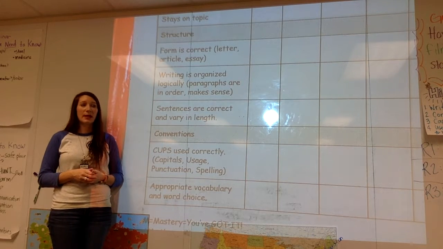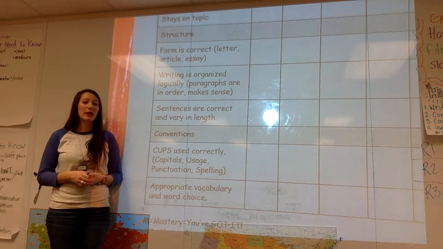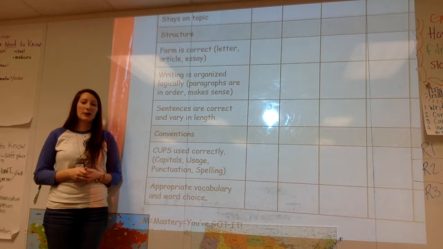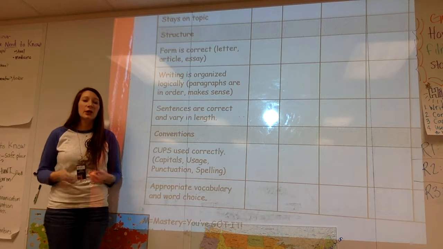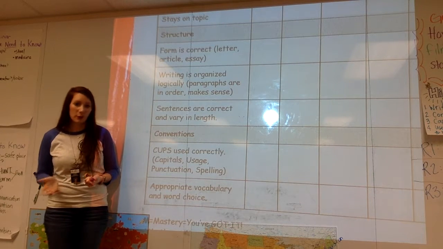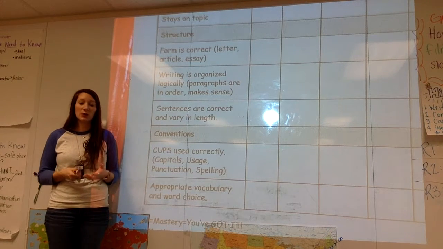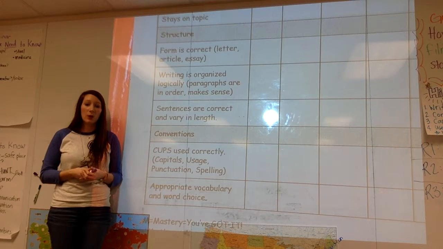So rather than saying something, you're running, you might say you are briskly sprinting. Rather than saying something is green, you might say it is a deep forest green. So make sure that you strengthen your word choice because it really helps the reader visualize and understand what you're talking about.